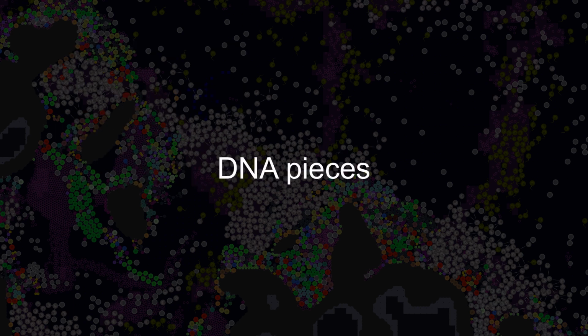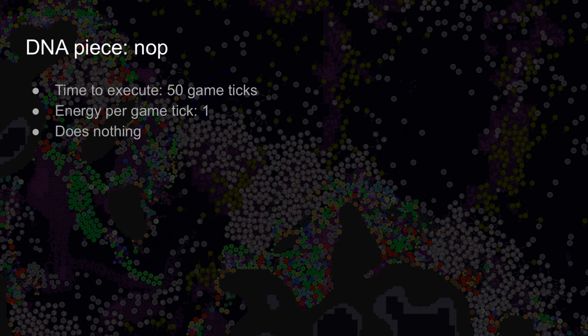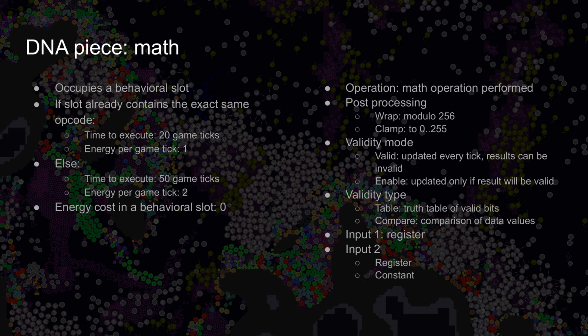Let's talk about DNA pieces next. There are 9 different types of DNA pieces in this release. Each one achieves different things. Let's go one by one. The first one is NOP. It takes 50 game ticks to execute, and it uses 1 energy per game tick. It does nothing. The second one is Math.